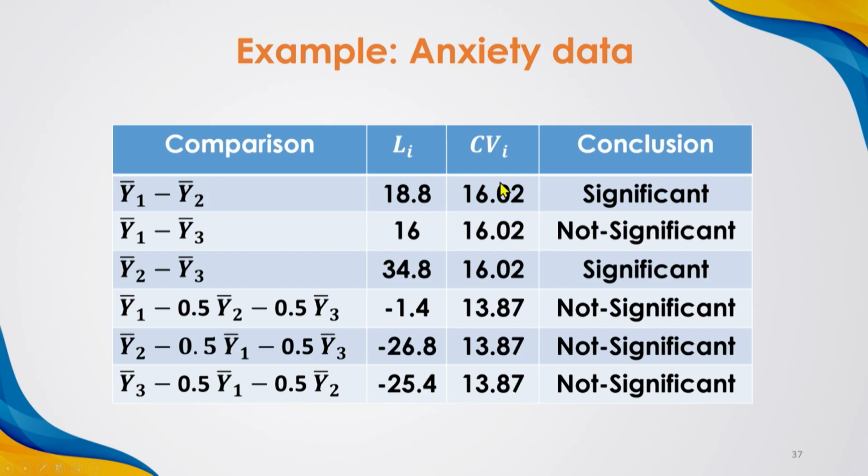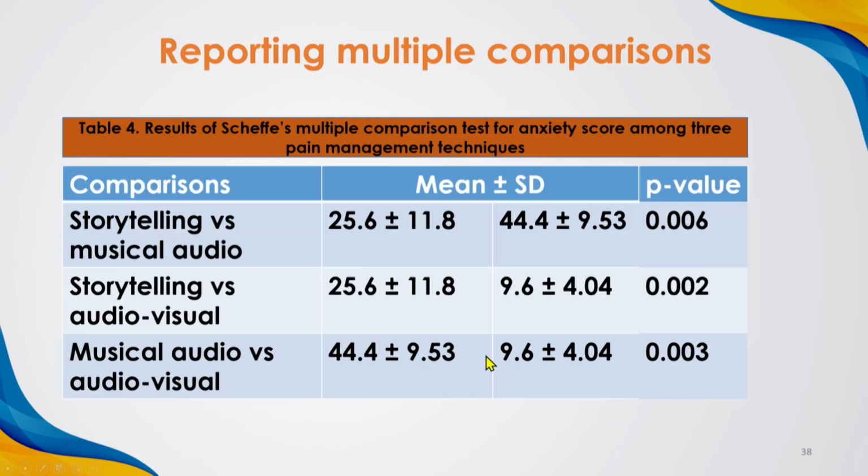So, 18.8 is more than 16.02. So, we are going to reject it. Rejection of the null hypothesis means we are saying the conclusion is significant. Similarly, here it is not more than CV, so we are saying it is not significant. The third group is a significant result, and the other 3 we are getting non-significant.